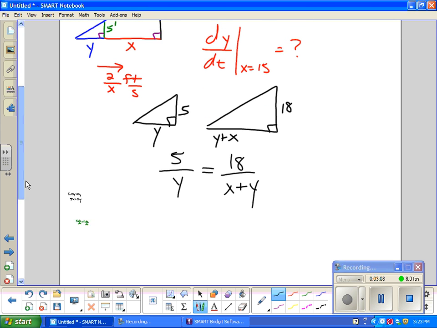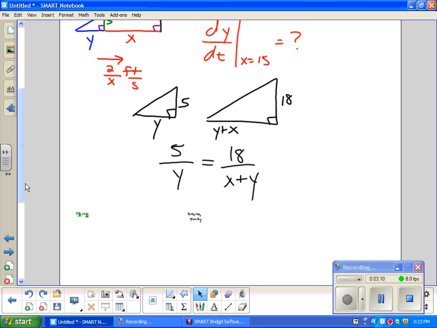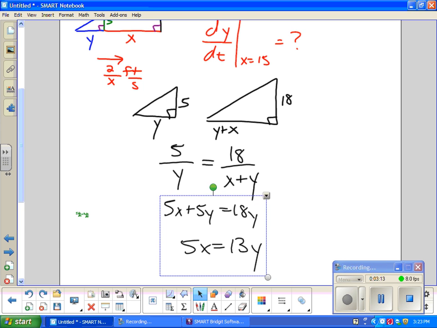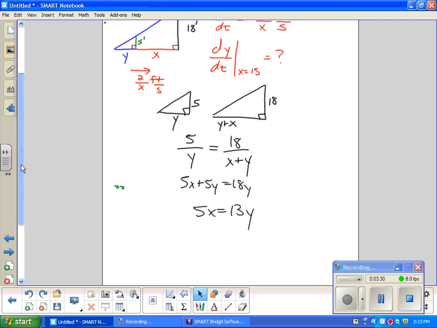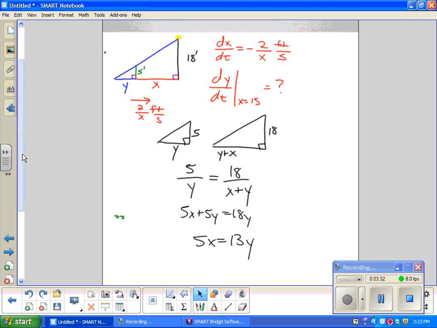All right, I cross multiply and make a couple of equations which I can solve. And I did that here. 5 times x plus y is 5x plus 5y, and 18 times y is 18y. Move 5y to the other side, and I got 5x equals 13y. And the question I got to ask myself at this point is, can I live with those variables? I know dx/dt. I know when x is 15. I know the rate here. I know dy/dt is my unknown. I know I can find this now. I don't have to eliminate a variable.